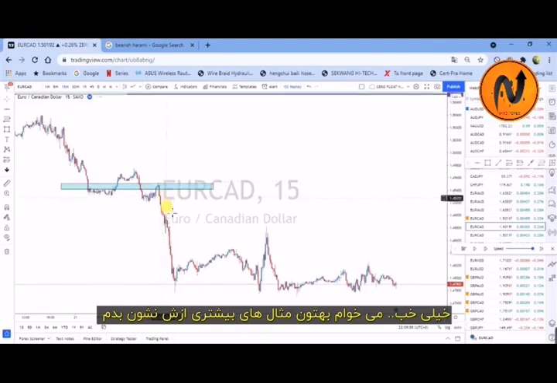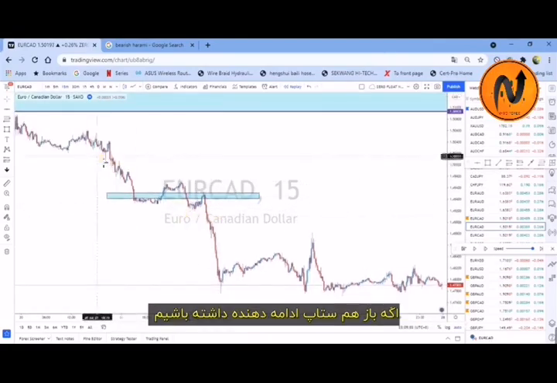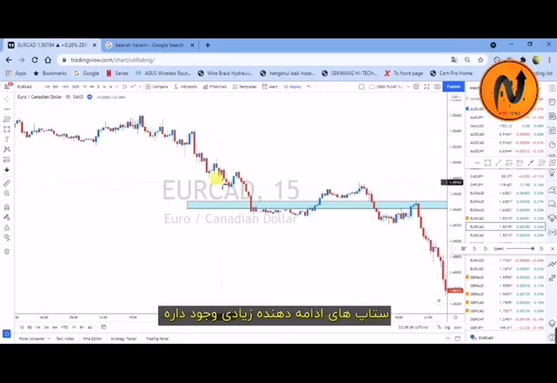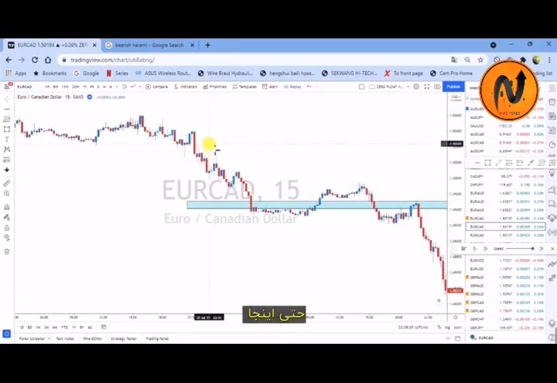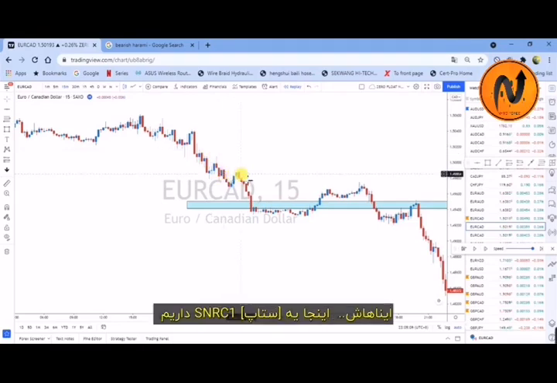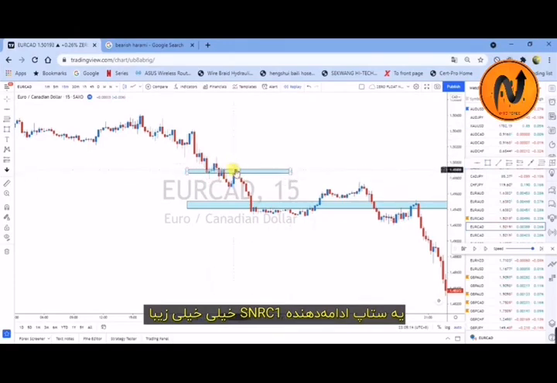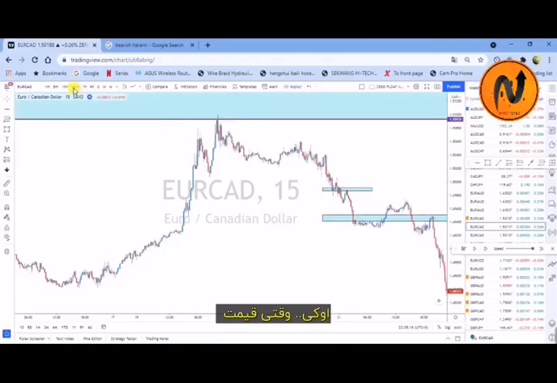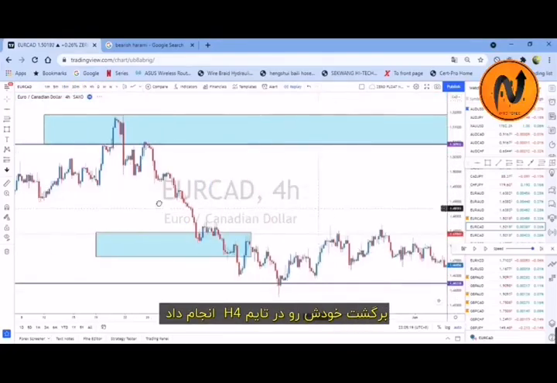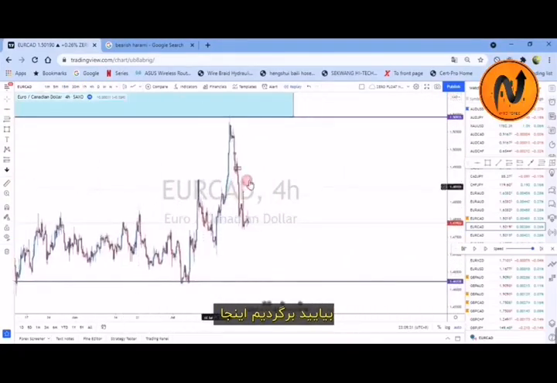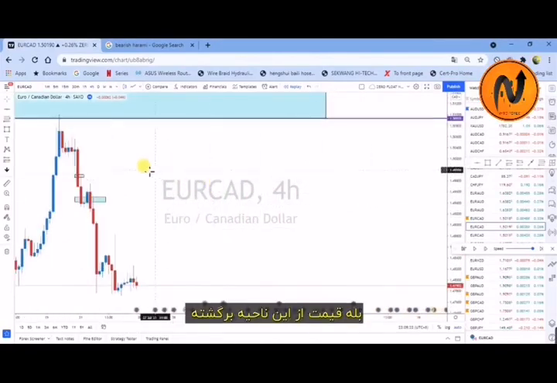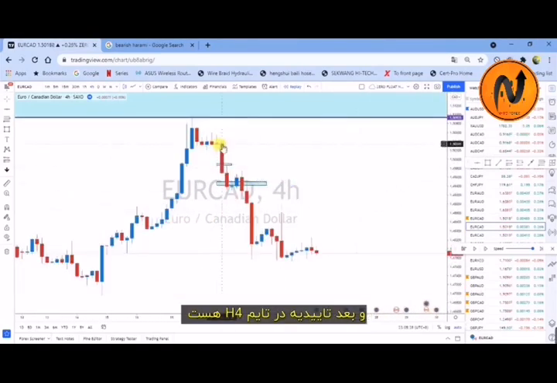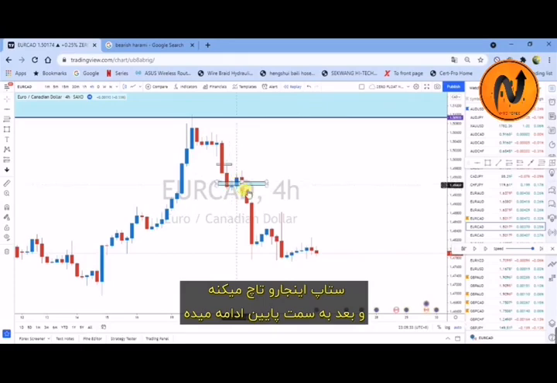Okay, so I'm gonna show you some more example if we have any continuation setup. There are a lot of continuation setup even here. Here we go. We have SNRC1. This is a very beautiful SNRC1 continuation setup, after price has done a rejection on the H4. Let's go back here. Yep, price rejected this area. Okay, and then the confirmation is the H4. So price comes back up here, touch this setup over here, and then continue to go down.